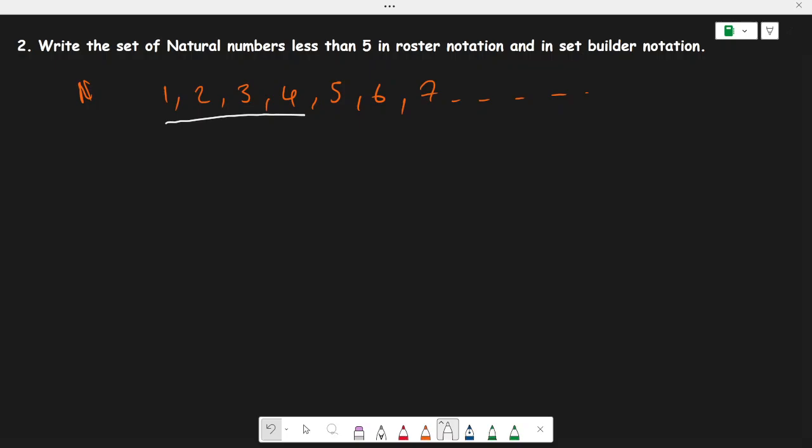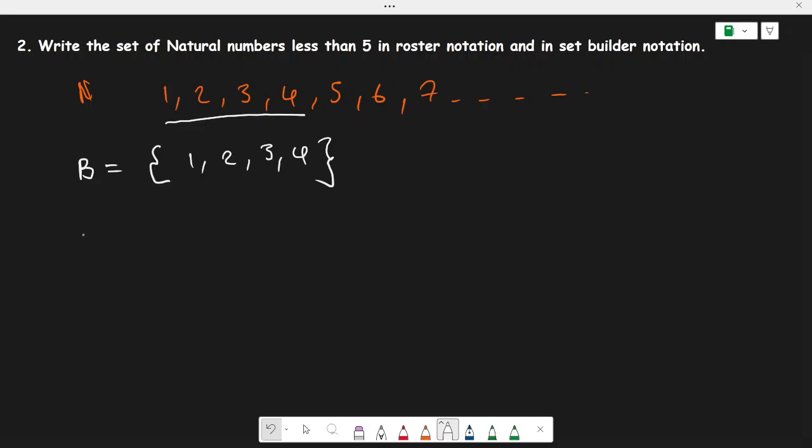So we are going to write this set. Let's call this set B. B in roster notation is going to be equal to 1, 2, 3, and 4. We write it like that, and we have represented this in the roster notation. Now let's try to write it in set builder notation.